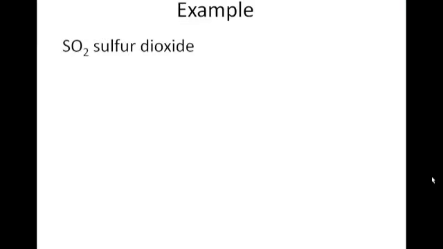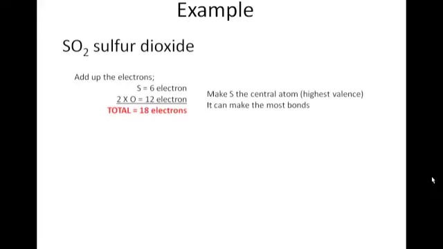Let's look at sulfur dioxide, another example, and again let's add up the electrons. 6 for sulfur. We have 2 oxygens, 6 each. That gives us 12 from the oxygens for a total of 18. I'm going to make sulfur my central atom because it has the highest valence. It can make the most bonds.